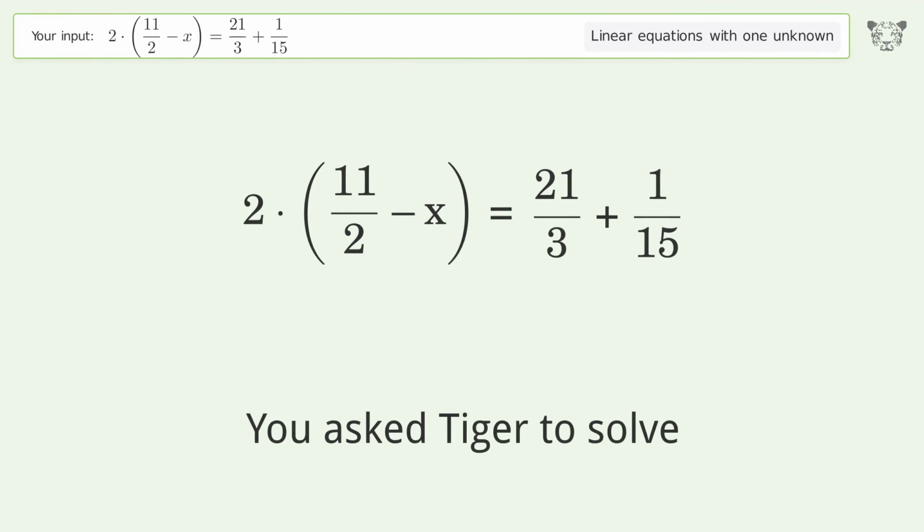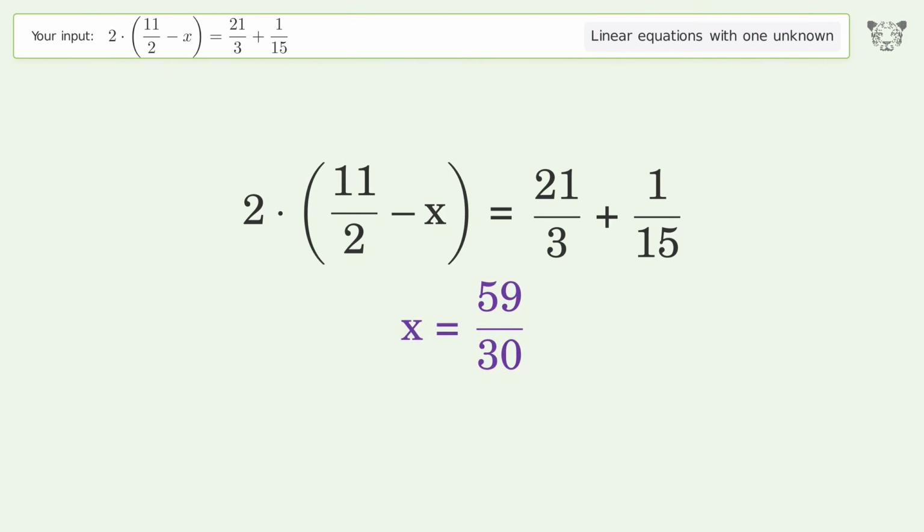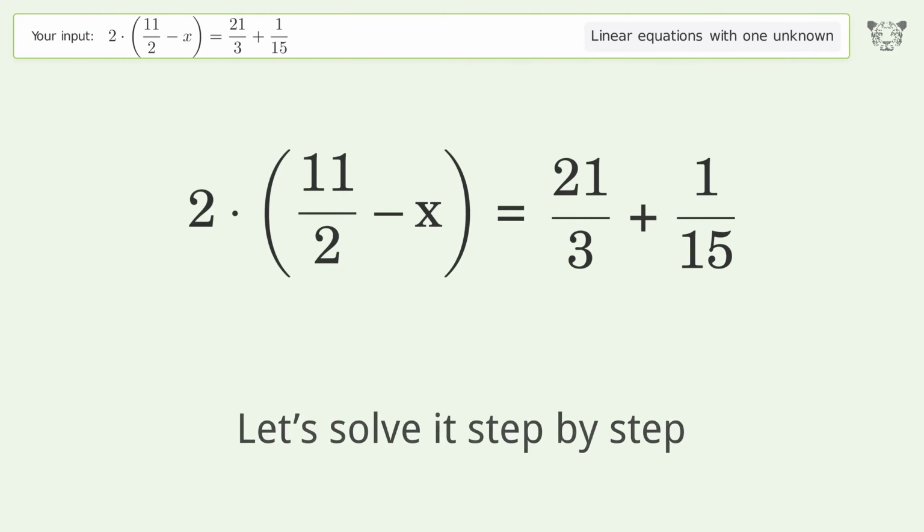You ask Tiger to solve. This deals with linear equations with one unknown. The final result is x equals 59/30. Let's solve it step by step.